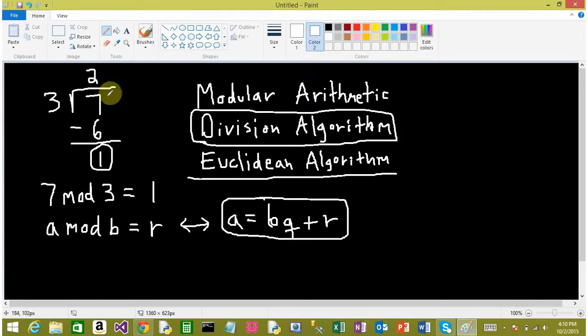And so the way we could express 7 mod 3 is equal to 1, we can express that just using this equation with the division algorithm. We could say that 7 is equal to 3 times 2 plus 1. This is a true equation because we know 3 times 2 is 6, and 6 plus 1 is 7.